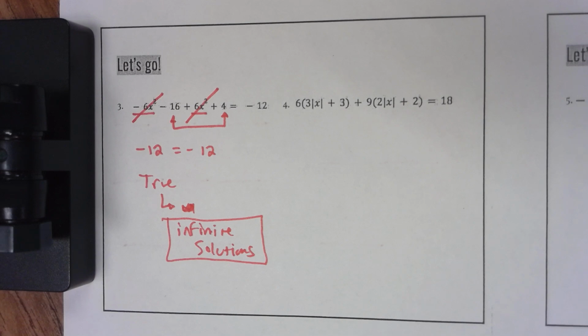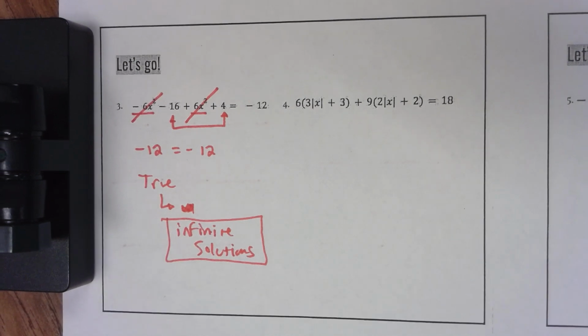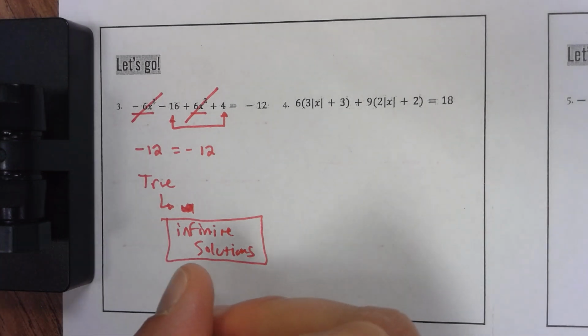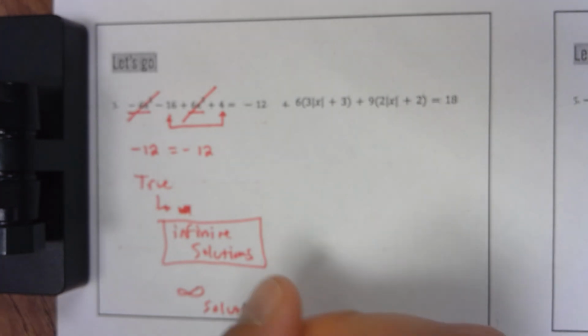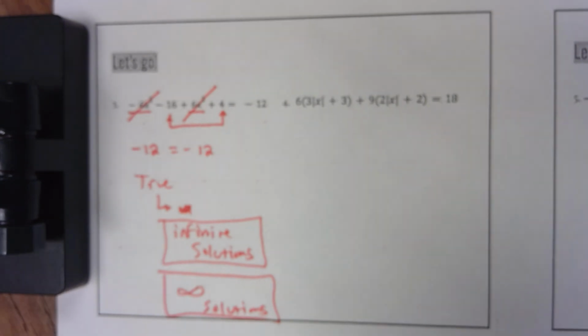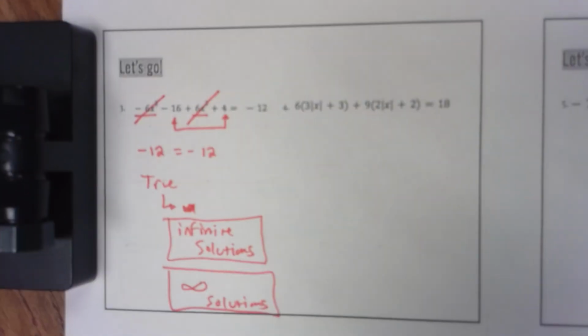All right, let's do one more here with number 4. Yeah, Kira, go ahead. I'll accept either one. Infinite solutions or all solutions. Yeah, if you know the infinity sign is like a sideways 8, that's another way to say infinite solutions. You can for sure draw that infinity sign. Okay.